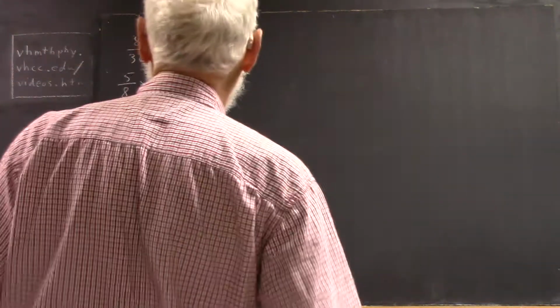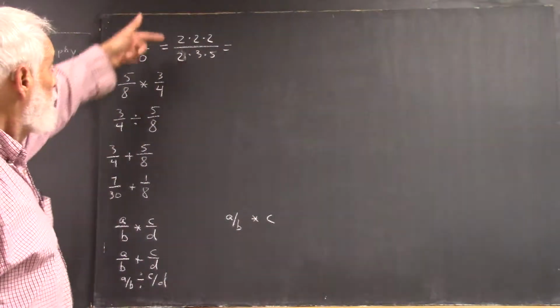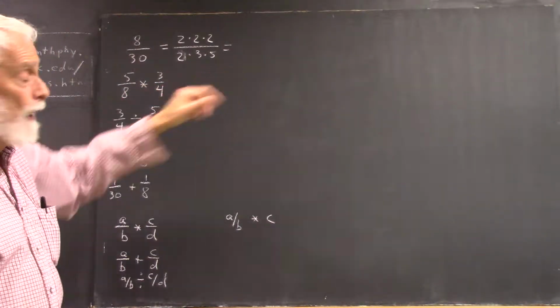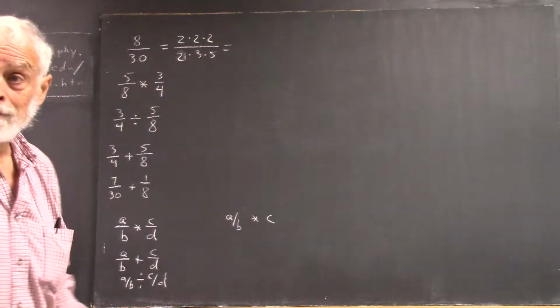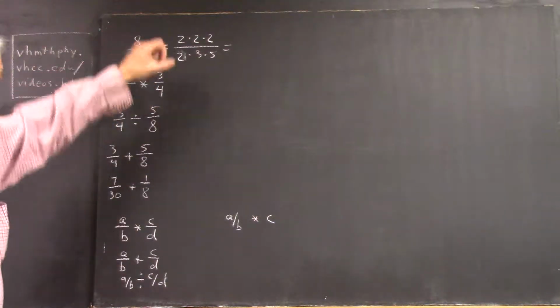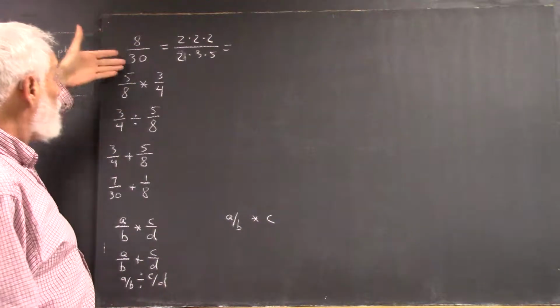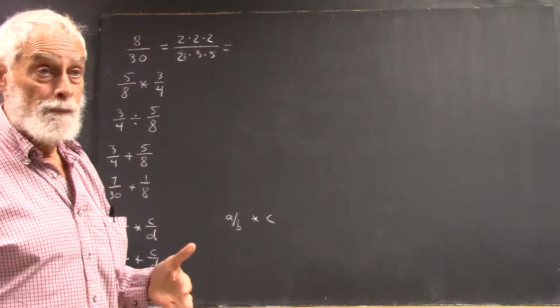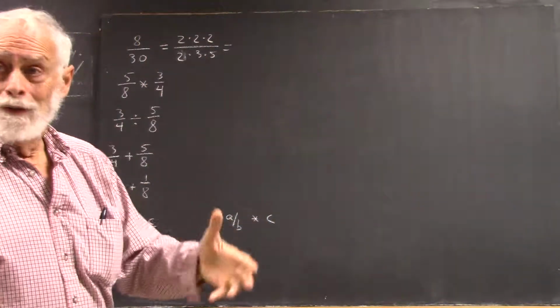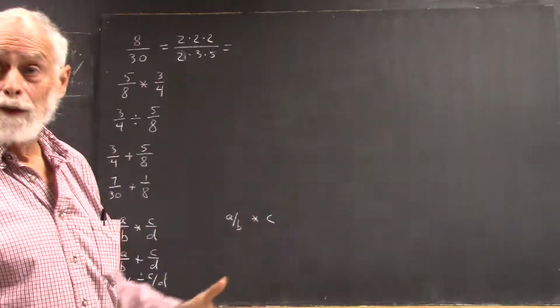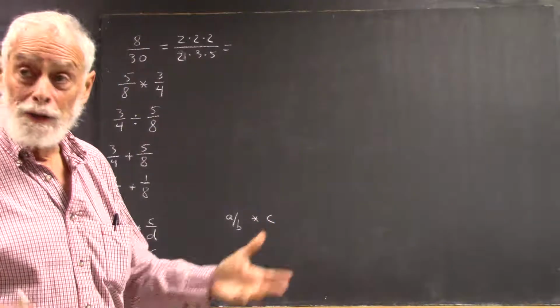Okay, so anyhow, 8 over 30, 2 times 2 times 2 divided by 2 times 3 times 5. When I post videos, I'll go into a little more detail about that. But as I said, it's important to understand that you factor everything, because then you'll know when you see a polynomial divided by a polynomial that you've got to factor those polynomials, if possible. Okay?